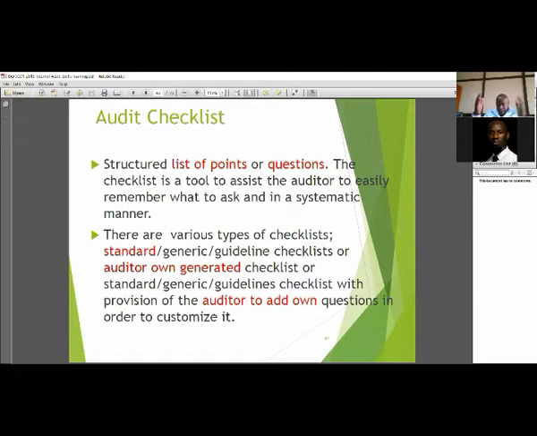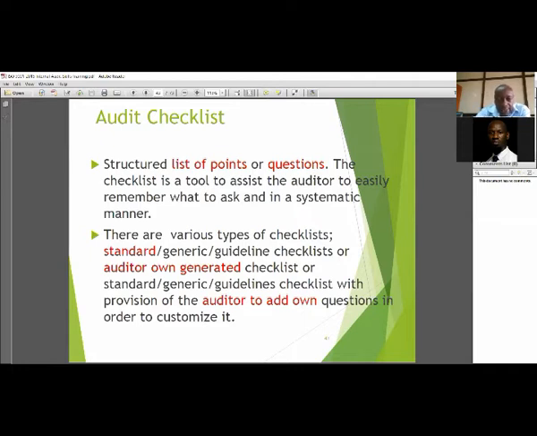A standard checklist is where the questions have been determined for you. Your work has been made easy. Where the questions are there, you are given, these are the questions that you are going to ask. Or it could be just a blank form where the auditor generates their own question, auditor own generated checklist. Times you are told, you just go and you know, you have their documents, you know what ISO 9000 talks about, come up with your own questions, audit, and let us know your conclusions.